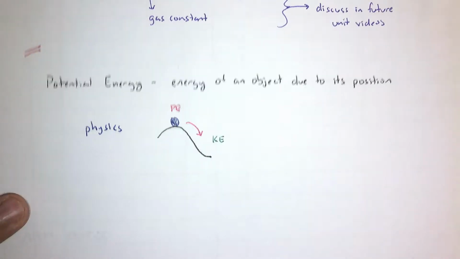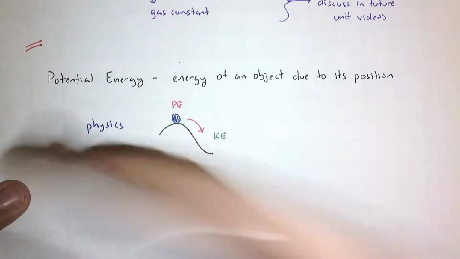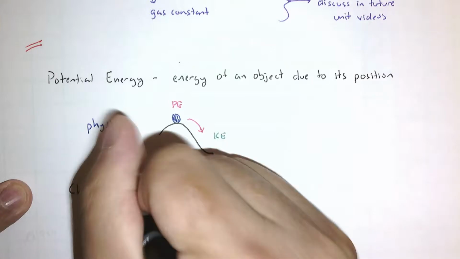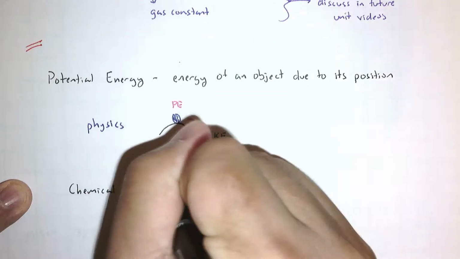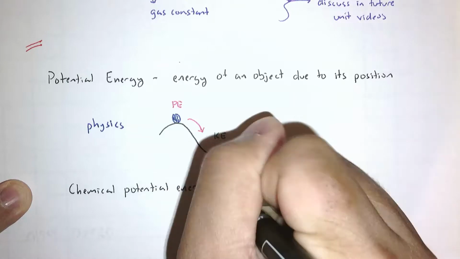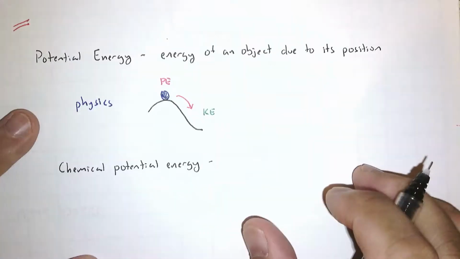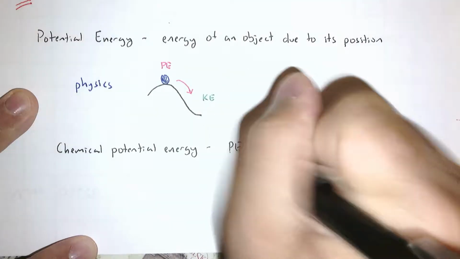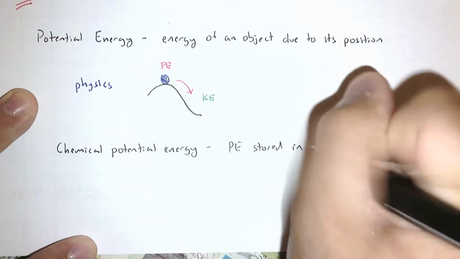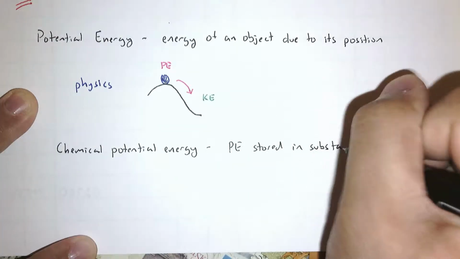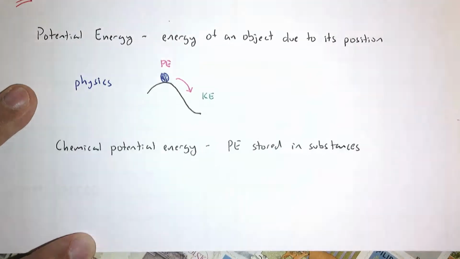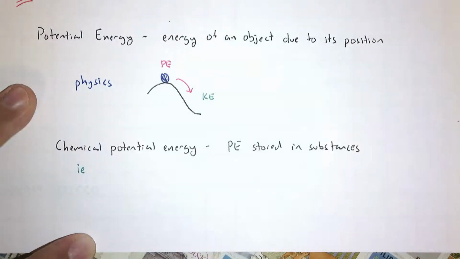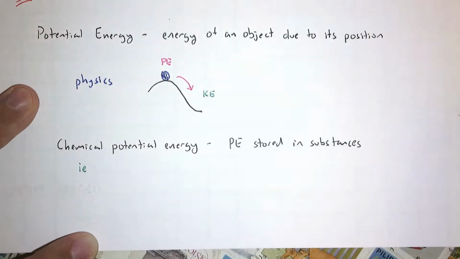The first one is chemical potential energy, or just plain chemical energy. And that's potential energy stored in substances. We'll say PE. That's also a little bit abstract. Let me give you an example, i.e., energy released when forming or breaking chemical bonds.